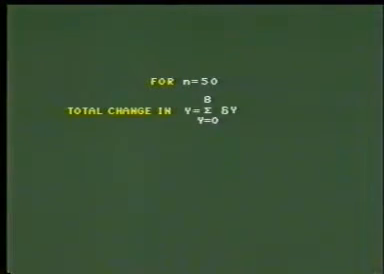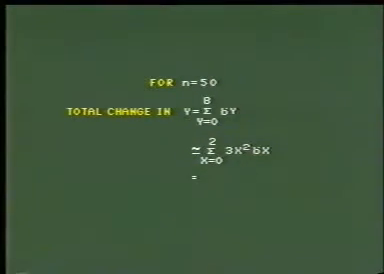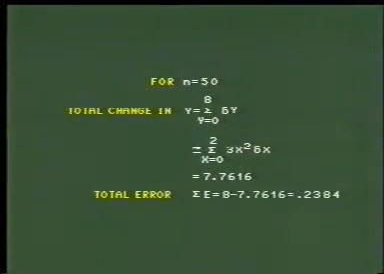If n is equal to 50, then total change in y is equal to sigma delta y varies from 0 to 8, which is approximately equal to sigma 3x square delta x varies from 0 to 2, which is equal to 7.7616, and the total error sigma e is equal to 8 minus 7.7616, which is equal to 0.2384.